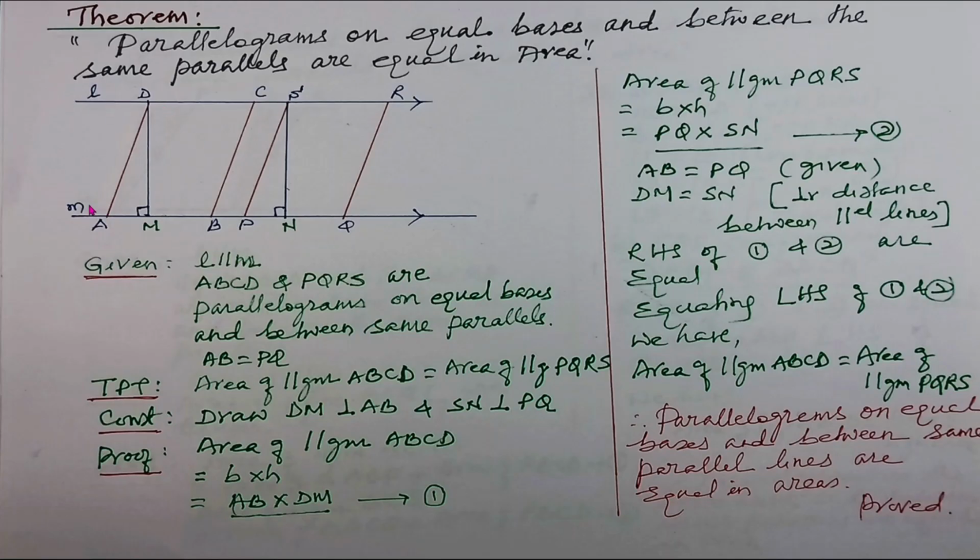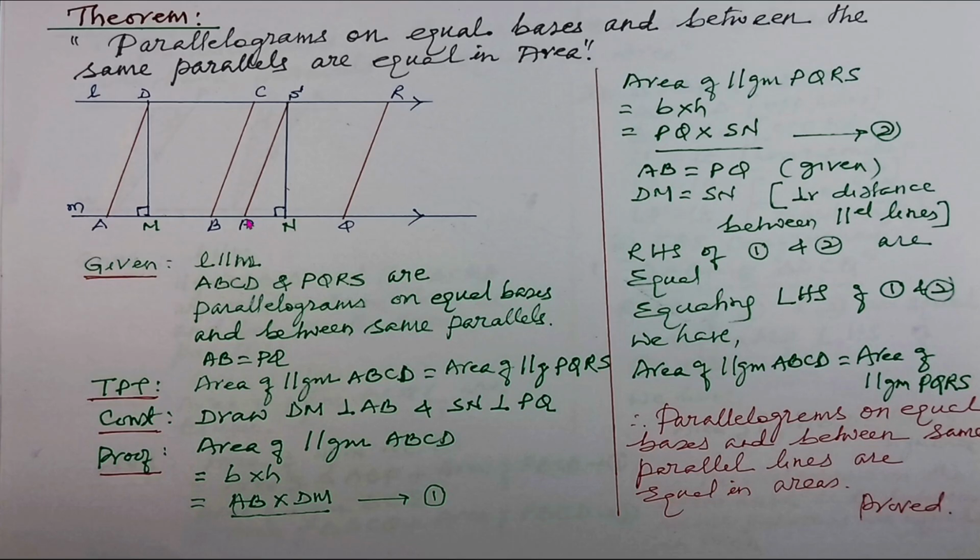Given L and M are two parallel lines, L is parallel to M, and ABCD and PQRS are parallelograms on equal bases, that is AB is equal to PQ. We have to prove that the area of the parallelogram ABCD is equal to the area of the parallelogram PQRS. For that, let us drop a perpendicular DM to AB and SN to PQ. Now, the area of the parallelogram ABCD, which we already know, is equal to the product of the base of the parallelogram and its height. That is, area of parallelogram ABCD is equal to AB into DM.